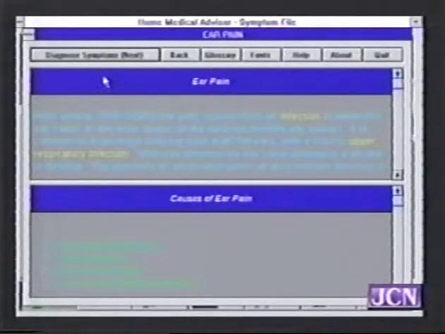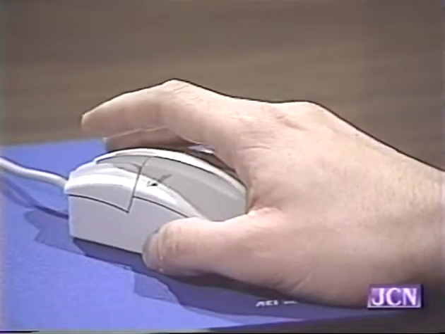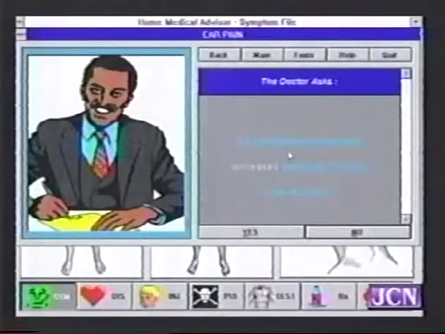But you can go one step farther. This kind of tells you what may be causing it. It also can diagnose symptoms to tell you if this may be something more serious or less serious. For example, well, he doesn't look like he's having ear pain, but have you sustained an injury to your ear? Well, let's say no, we haven't had an injury to the ear. This guy's asking us the question, do you have an ear pain that increases when you tug on your earlobe? Well, don't tug on your earlobe, but no.